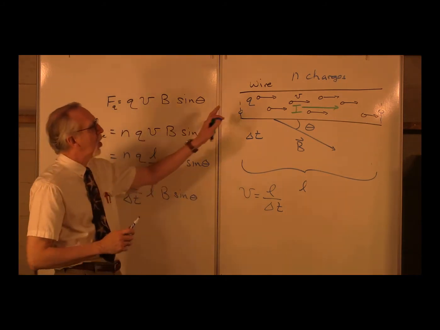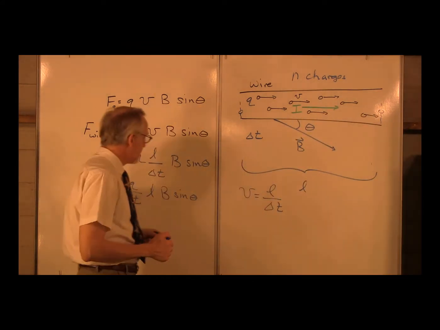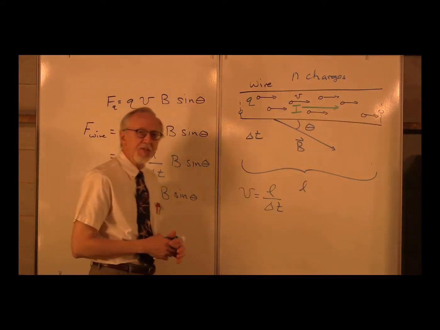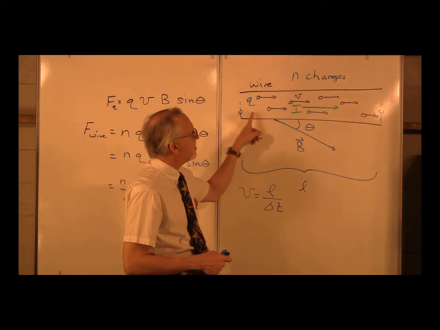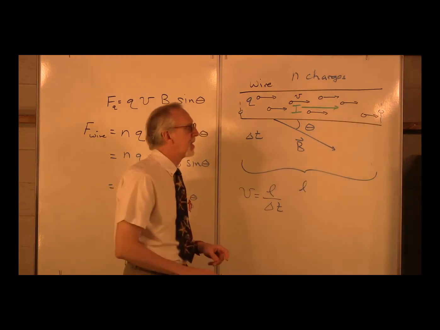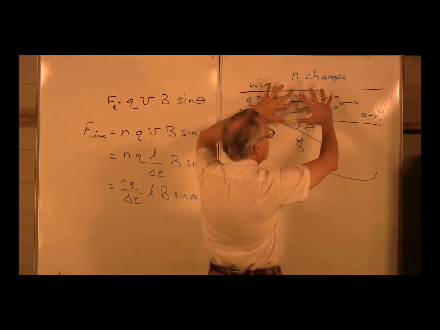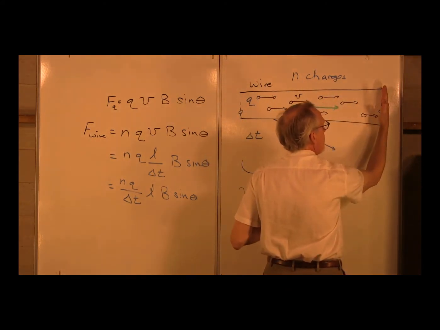nq, that is the total amount of charge in the length of our wire. Delta t, that would be the amount of time that it takes for this last charge over here to make it all the way over to this end. In other words, delta t is the amount of time that it would take for all of these charges to pass by this end point of the wire here.